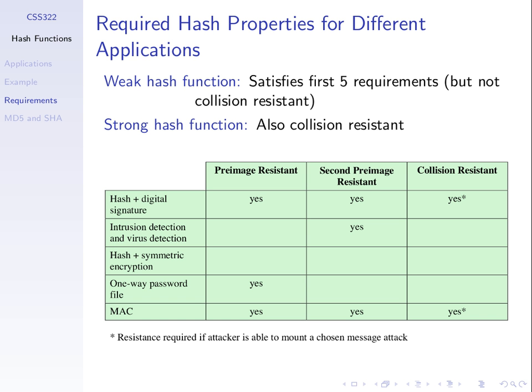This shows some example applications of hash algorithms and what properties they require for them to be secure. The one we saw using a hash and a digital signature, it should have the one-way property, pre-image resistant, should have weak collision resistance, and in some cases, depending upon the types of attacks, it should have strong collision resistance.